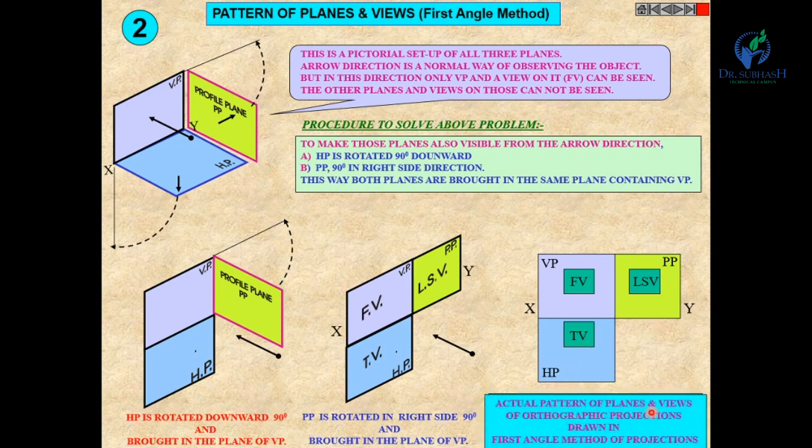So this is the actual pattern of planes and views of orthographic projections drawn in the first angle method of projections. In this first angle method, you can see the front view is above the XY line, the top view is below the XY line, and the left hand side view is to the right of the front view.